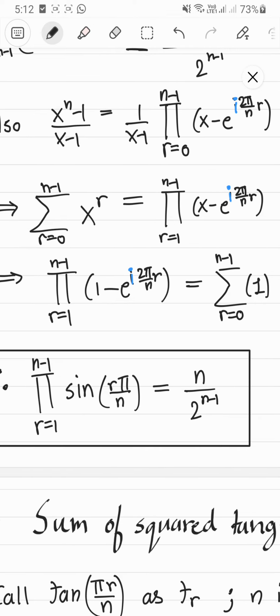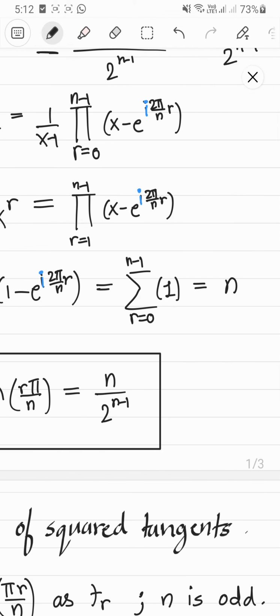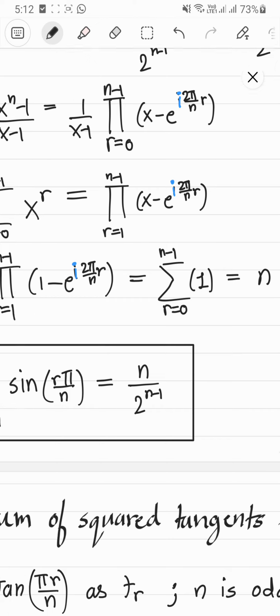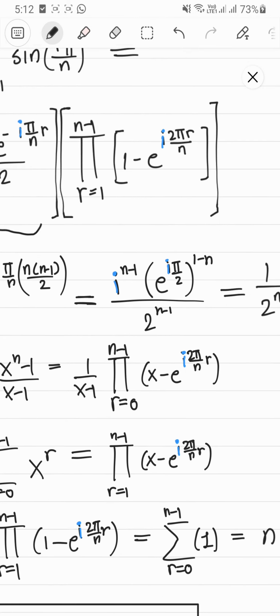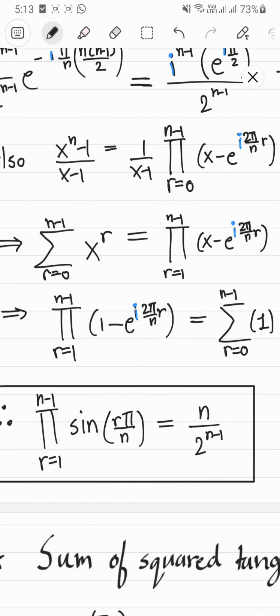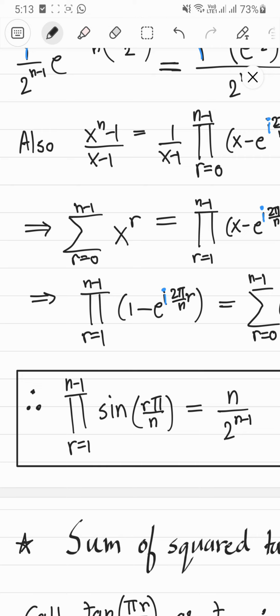So we are putting x equal to 1. So it's just 1 plus 1 plus 1. How many? From 0 to n minus 1, there are n of these. So n. And then this product is exactly what we have been looking for. So that means this thing is indeed n upon 2 to the power n minus 1.